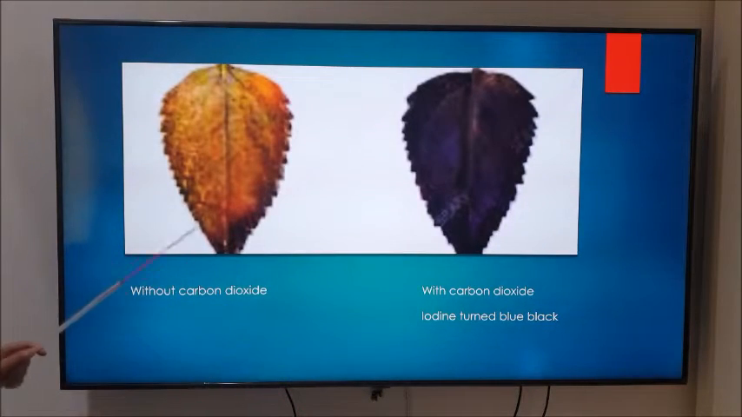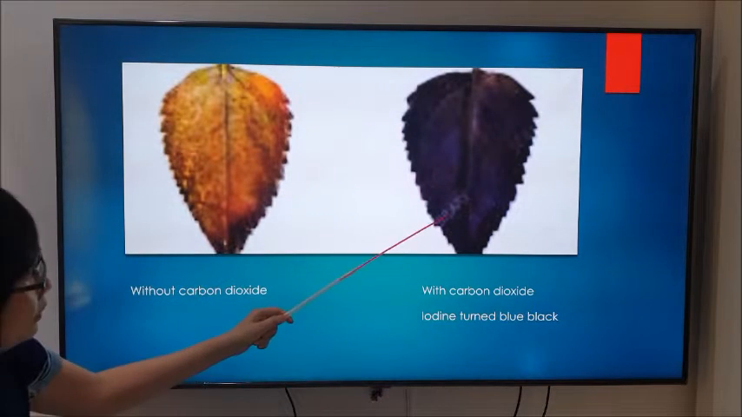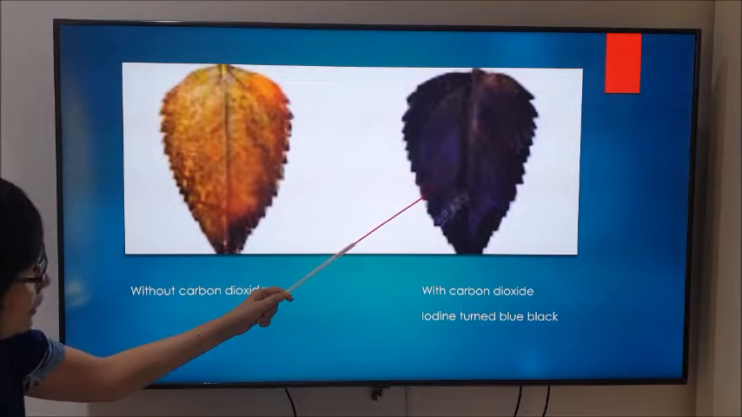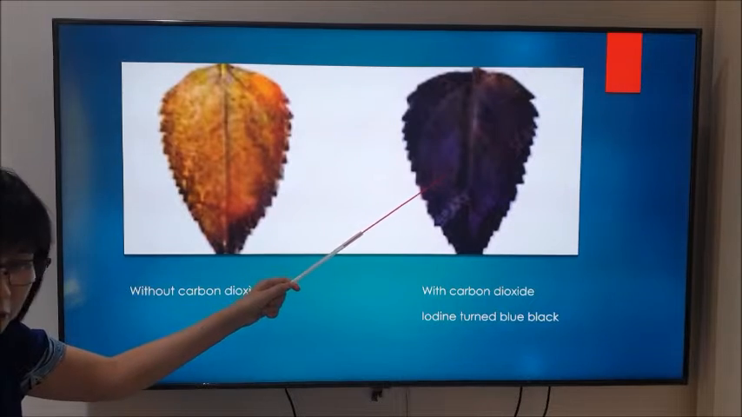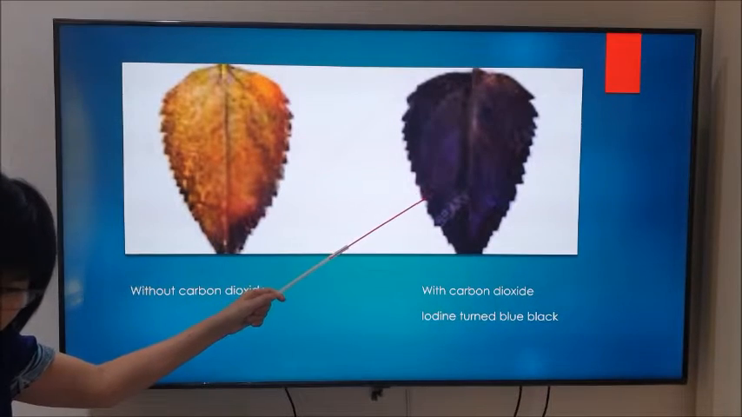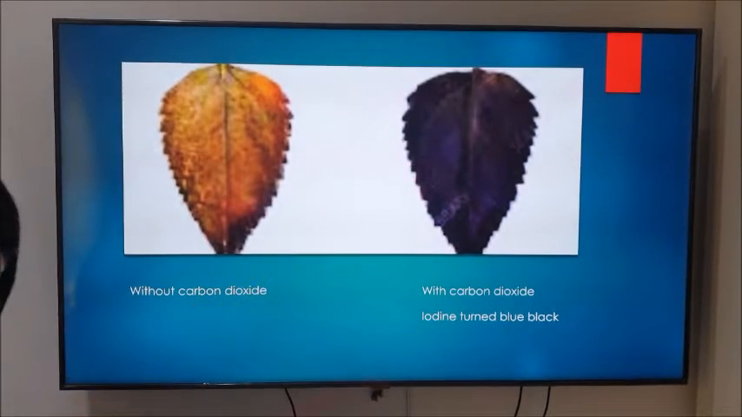What we can see, the plant without carbon dioxide, the iodine didn't change color, whereas the plant with carbon dioxide, the iodine turned blue-black. So this shows that carbon dioxide is another factor that is needed in photosynthesis.